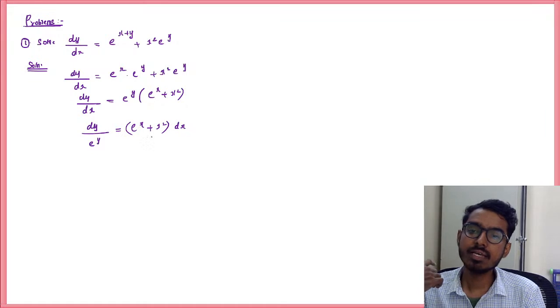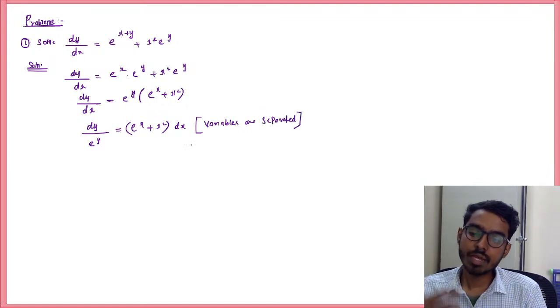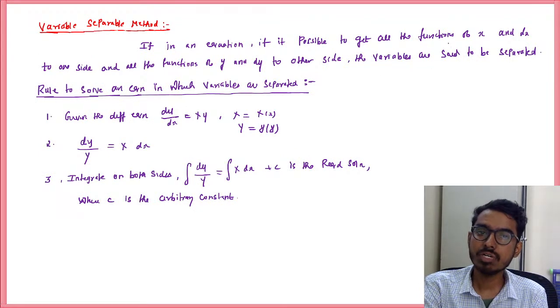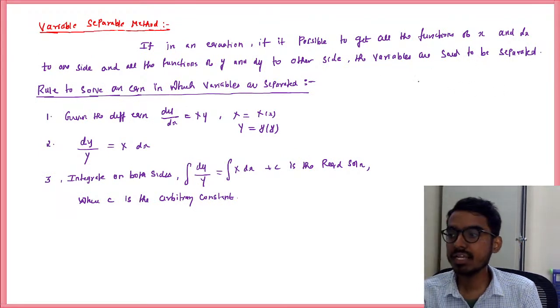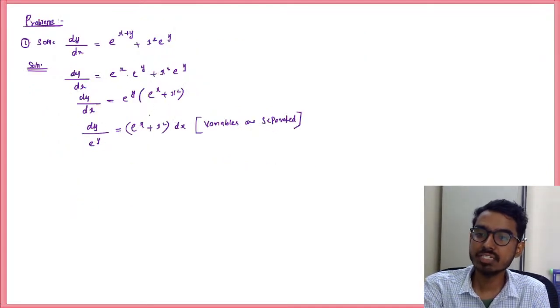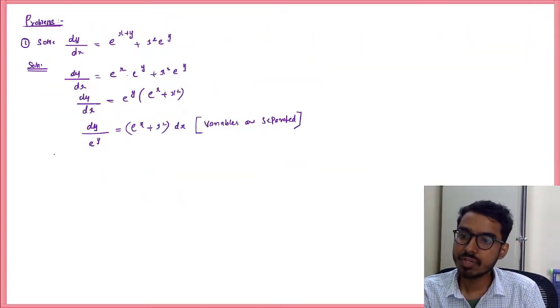Now you can see the variables are separated, because it is possible to get all the functions of x and dx to one side, y and dy to the other side. Functions of x dx, functions of y dy. Now what you have to do? Integrate on both sides. That's it. So we integrate.